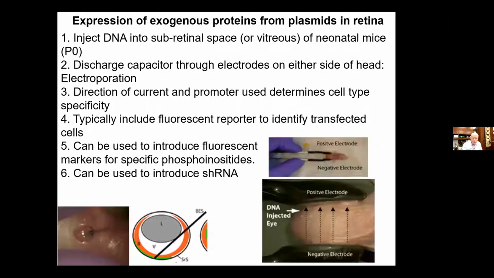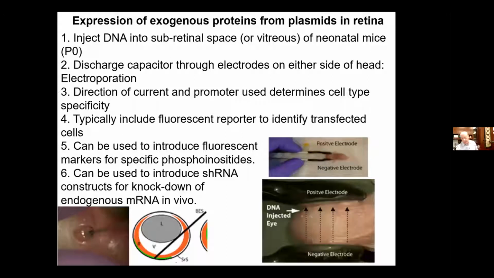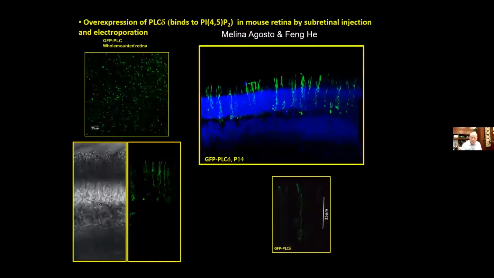And we can use this to introduce fluorescent markers for specific phosphoinositides, but we can also use this to introduce shRNAs to knock down endogenous RNAs. So we can do cell type specific knockdowns, but I'm not going to show any data of that kind today.